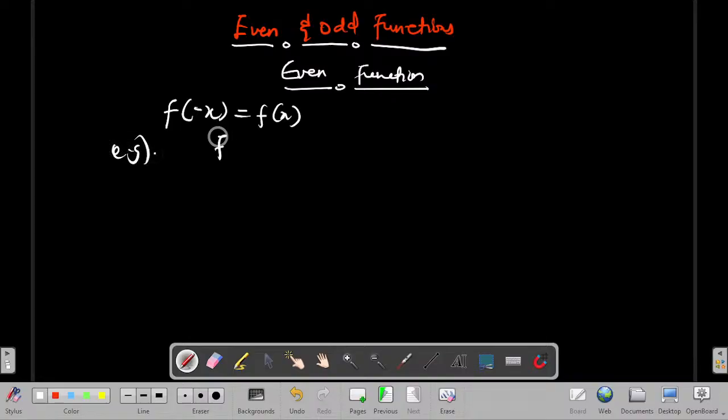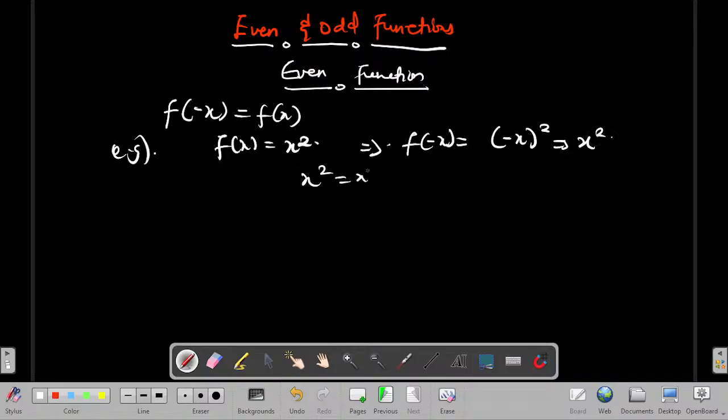You have f of x is equal to x squared. Is this an even function? You should be able to test. Whenever they give you any strange function, no matter how complicated, if you want to test whether the function is even or odd, simply put f of negative x into that function. That is all. So to test, you have f of negative x equal to open bracket negative x all squared, and this is equal to x squared. Since x squared is equal to x squared, we say that indeed the function is an even function.